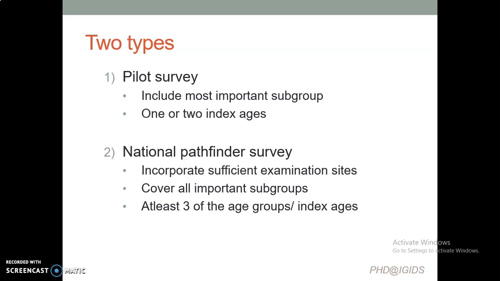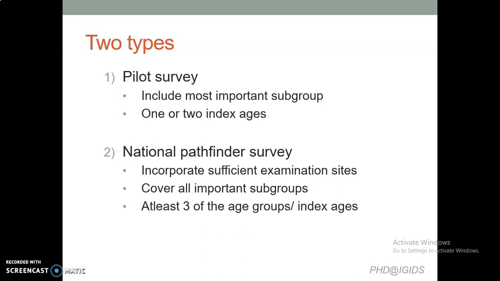That small study tells you what all changes are necessary at that level itself, so that you can incorporate that in the main study. So a pilot study includes only 1 or 2 index age groups, whereas the National Pathfinder Survey includes all the important age groups. So at least 3 or more age groups are included in the National Pathfinder Survey.